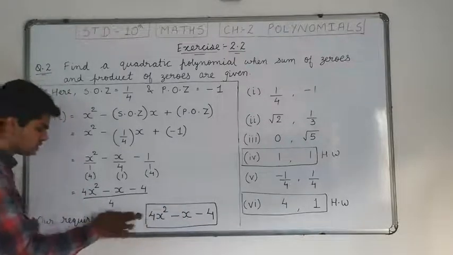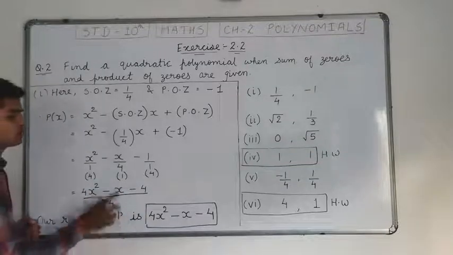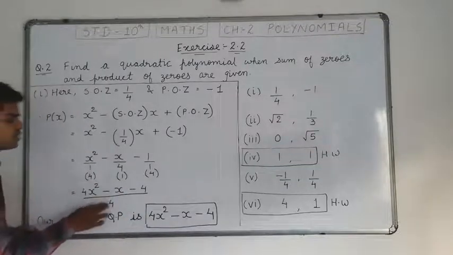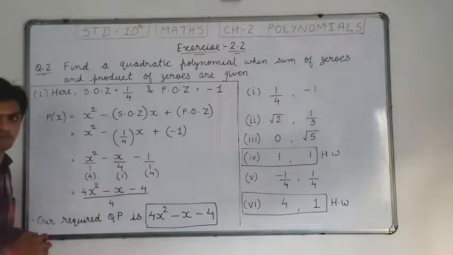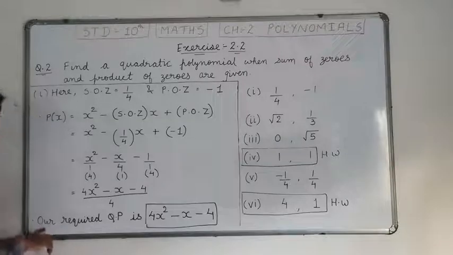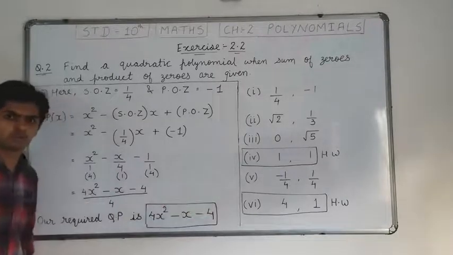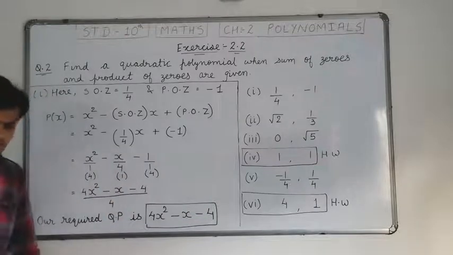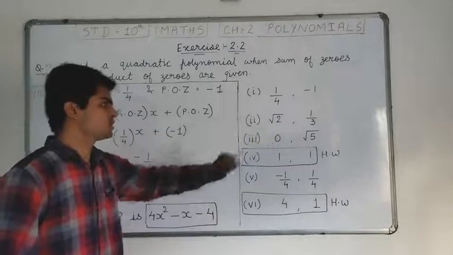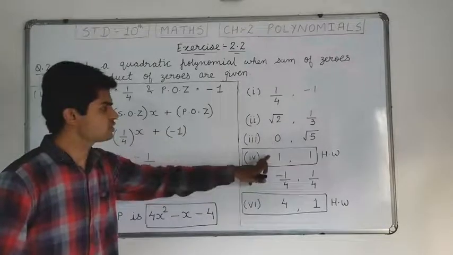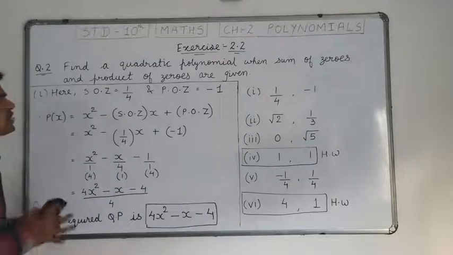Before writing the answer, you should compulsorily write that our required quadratic polynomial is. Because the denominator has been removed, so we have to write something. We cannot directly remove the denominator. So that's why we are writing that our required quadratic polynomial is this. Understood? Numerator. So we will do second sum, third sum and fifth sum, and these two sums are homework for you. So let us start with the second sum.